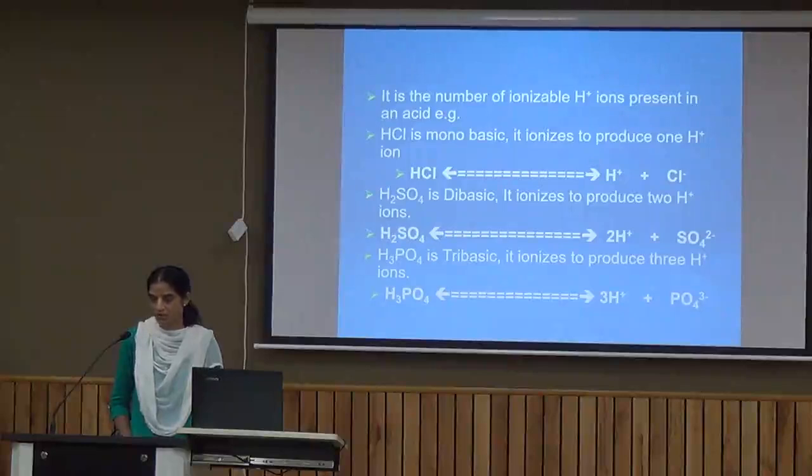Next we come across sulfuric acid, H2SO4, which gives 2 hydrogen ions in solution, and that is why we call it a dibasic acid. Next is phosphoric acid, H3PO4. In solution or in water, it is capable of forming 3 hydrogen ions, thus we call it a tribasic acid. So basicity of acids is determined in terms of the number of hydrogen ions which an acid is capable of furnishing in water or in solution.